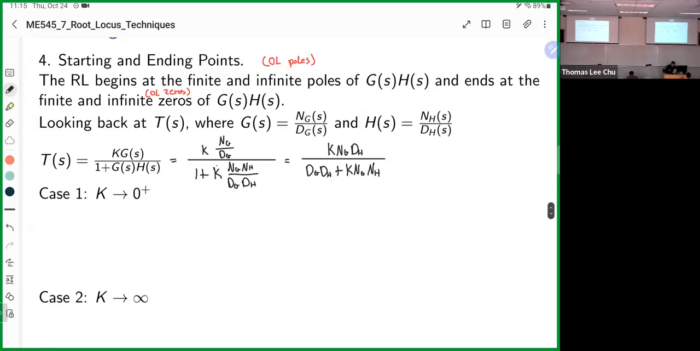Basically what I'm trying to show is that the root locus starts at the poles. So when K is very small, 0 plus, meaning it's basically 0 but still finite, then our transfer function T of S is roughly equal to K NG DH divided by DG DH plus this epsilon value, where epsilon is small.